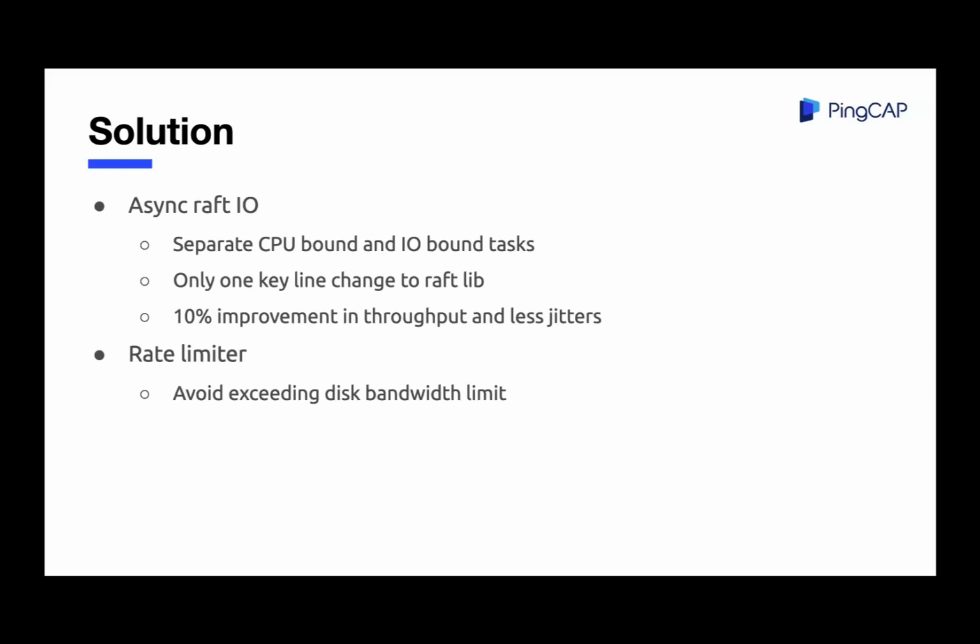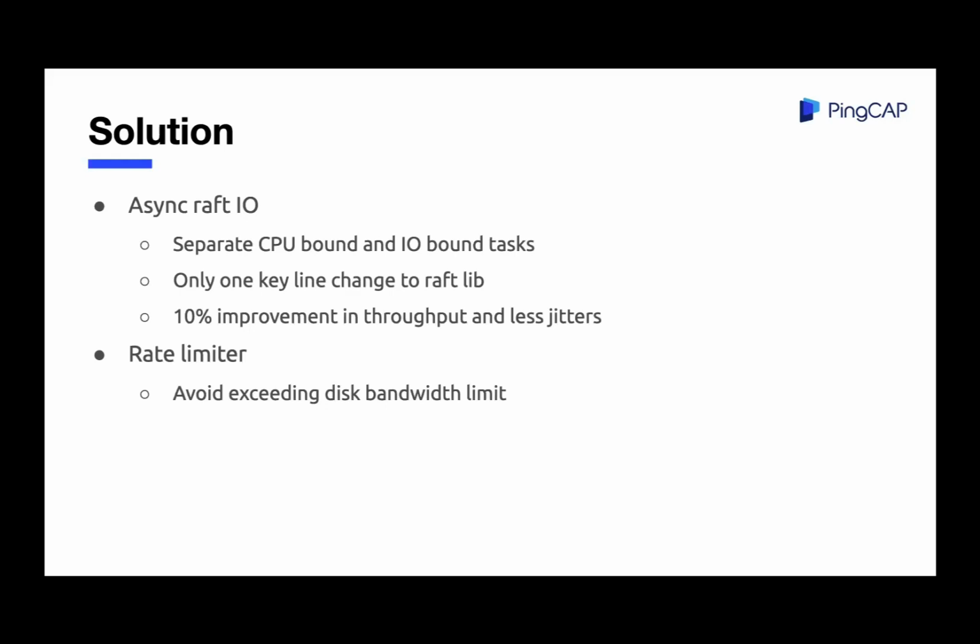It may seem quite simple, but it needs to change the core Raft. I should say it needs us to check the core Raft implementation. So reasoning about the change, whether the change is correct, is hard, and we made a lot of tests, but we found that only one key line change needs to be made. And the change has all landed in our open source Raft library. You can have a try. And our experiment shows that there are about 10% improvements in throughput and way less jitter.